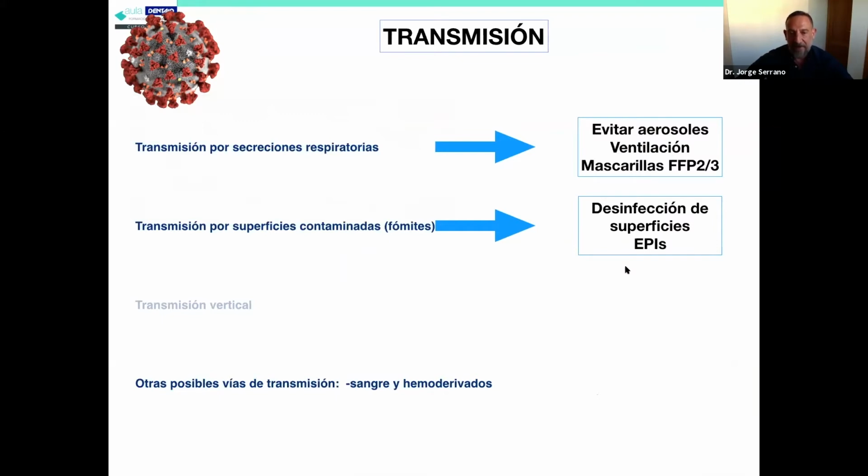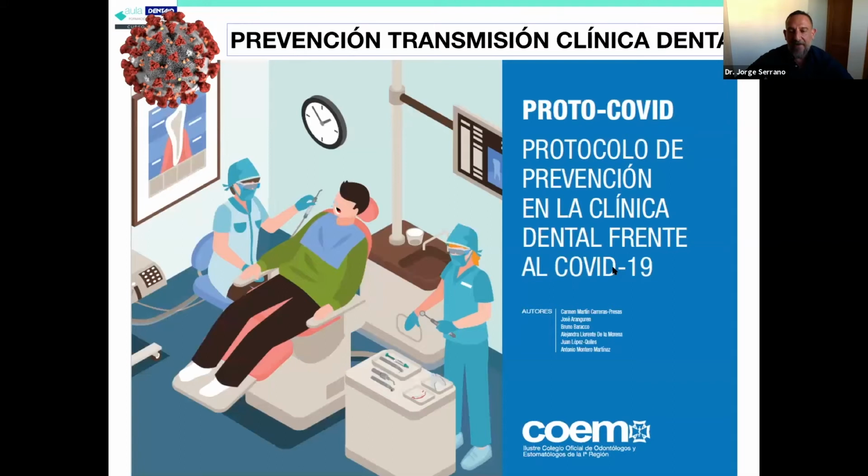If we want to avoid the transmission through aerosols, what we should do is avoid generating aerosols, and reduce the amount of aerosols with proper ventilation or different devices which reduce the aerosols. We should use masks, FFP2 or FFP3. And if we want to avoid the transmission through contaminated surfaces, we should use personal protection equipment and disinfection.